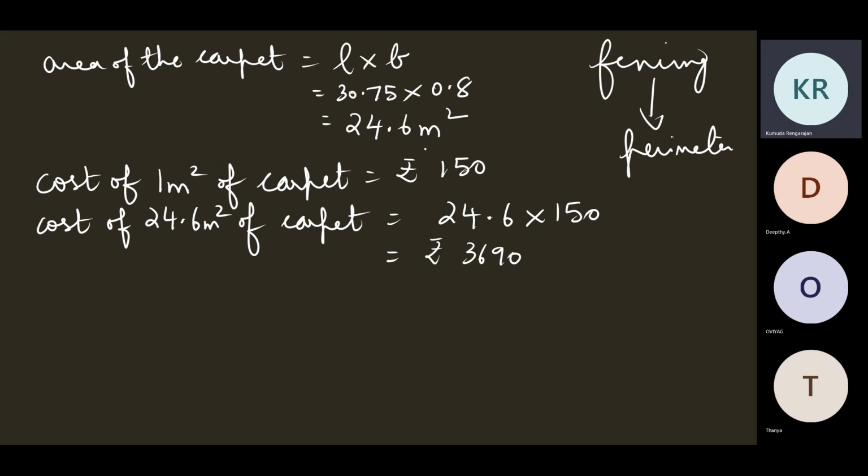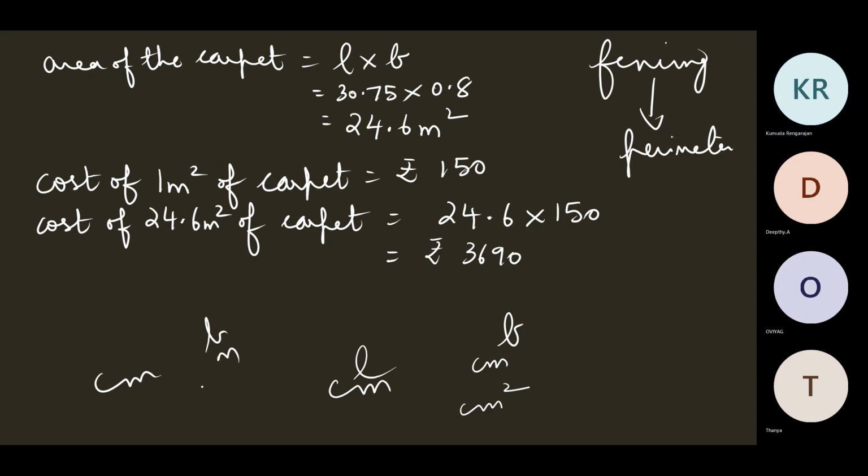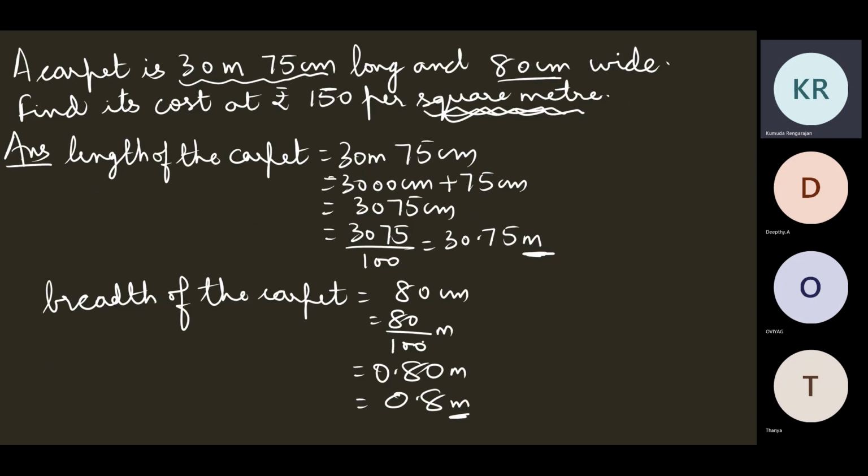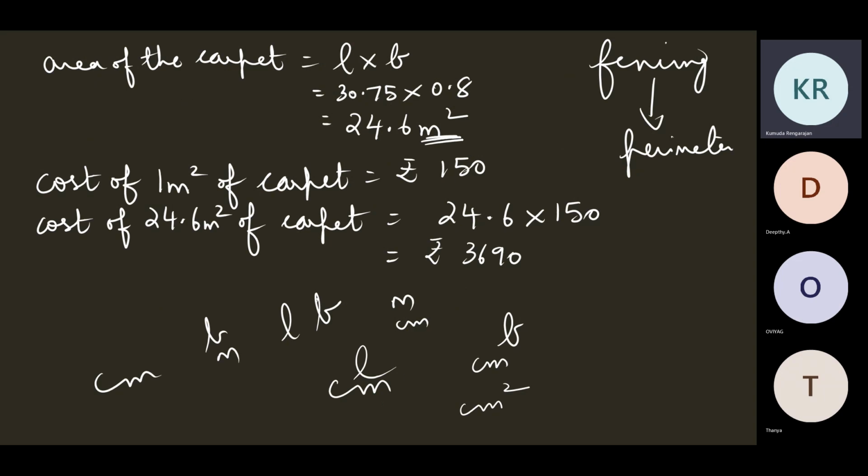Because the length is in meter, the breadth is also in meter, the area will be in meter square. If the length is in centimeter and the breadth is in centimeter, then the area will be in centimeter square. You need to have both the length and the breadth in the same unit. You cannot have length in centimeter and breadth in meter. The same unit can be both centimeter or both meter. But here we converted both to meters because the rate is given as 150 rupees per meter square, not centimeter square. So find the area in meter square.